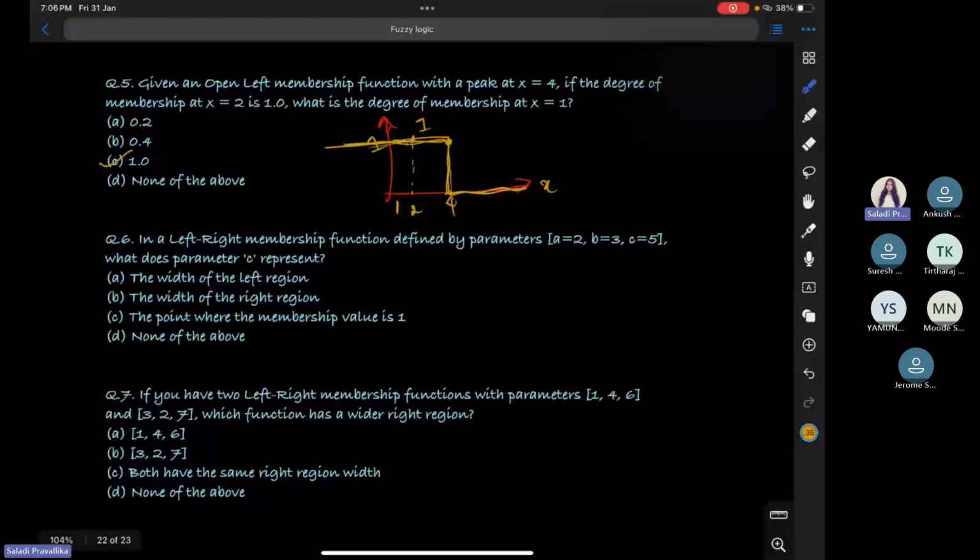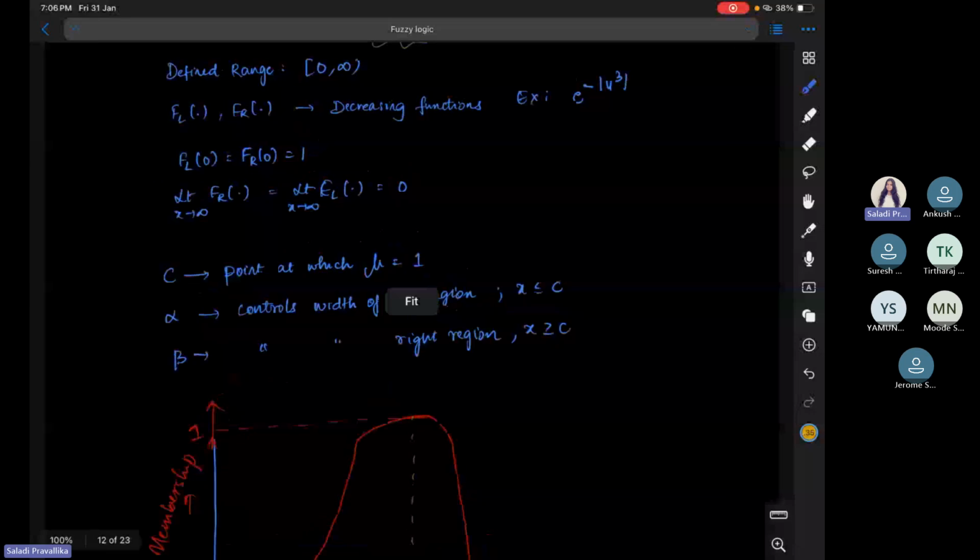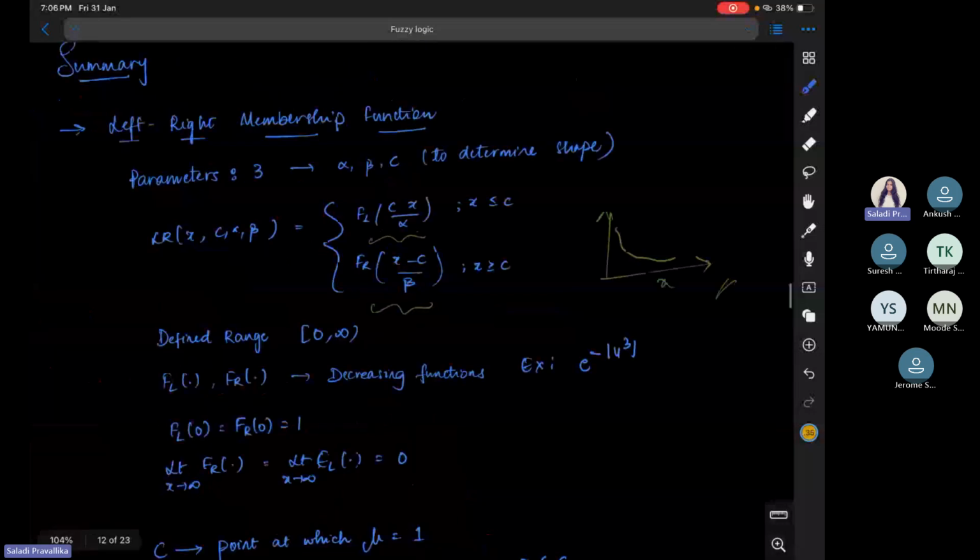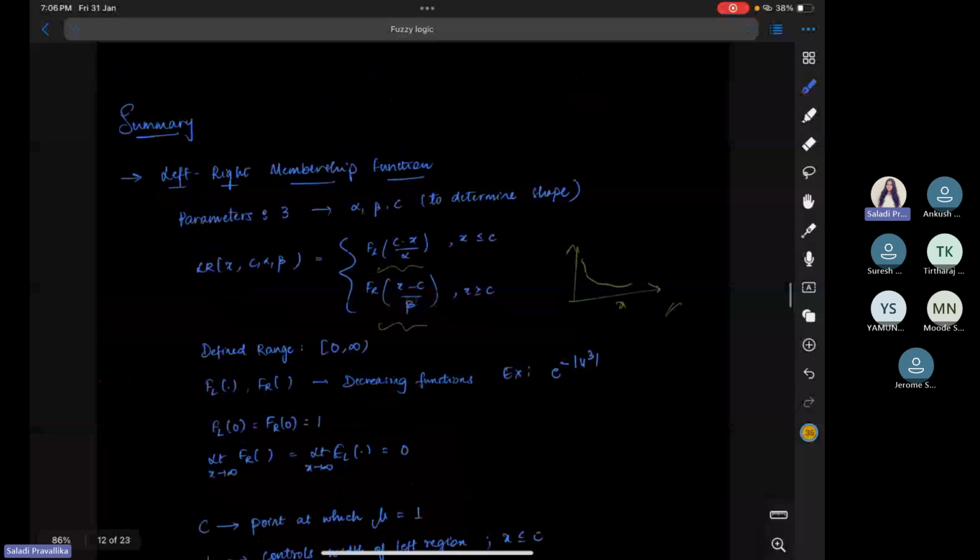So if you take a look at the left-right membership function, for it the value c represents the point at which mu is equal to 1. So the answer is C: the point where the membership value is equal to 1. Okay.